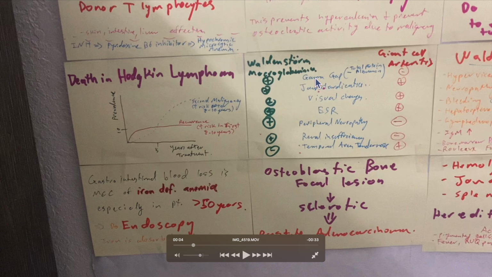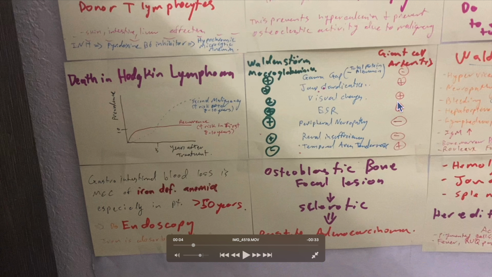Waldenstrom macroglobulinemia and giant cell arteritis. Gamma gap: this is total protein minus albumin, so whatever is left over. It's going to be positive for Waldenstrom, negative in giant cell arteritis. Jaw claudication is going to be positive in both of them.